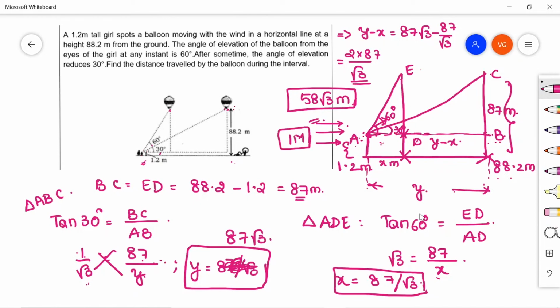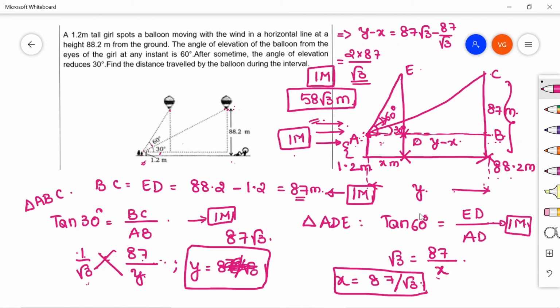Then finding out tan 30, you will get 1 mark. Tan 60, another 1 mark here. Writing down the given data and finding this BC distance, 1 mark. Then simplifying this and writing down the final answer, you will get the last 1 mark.